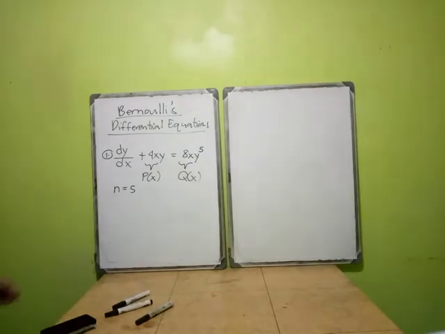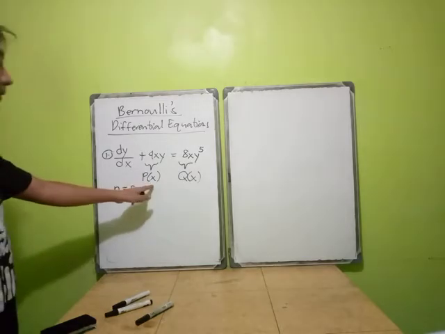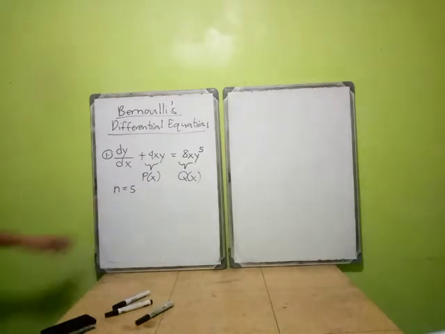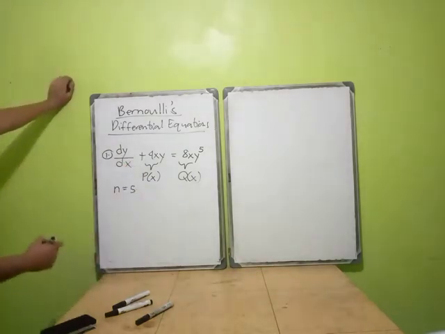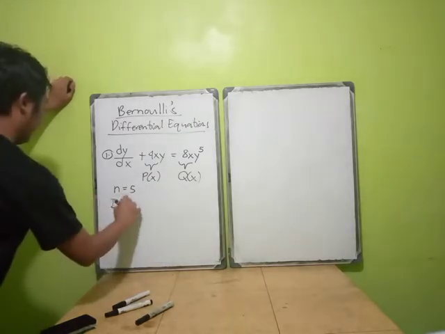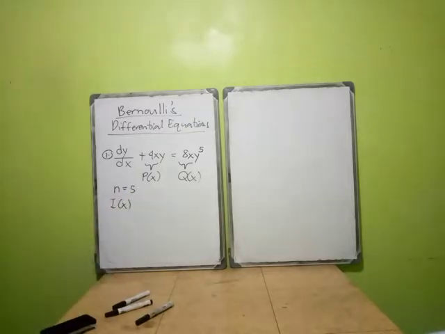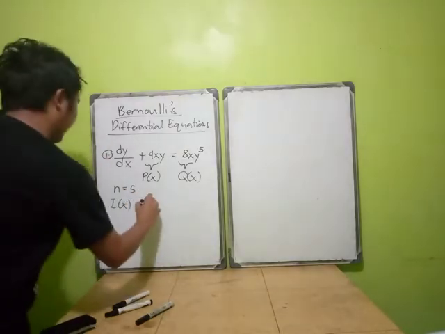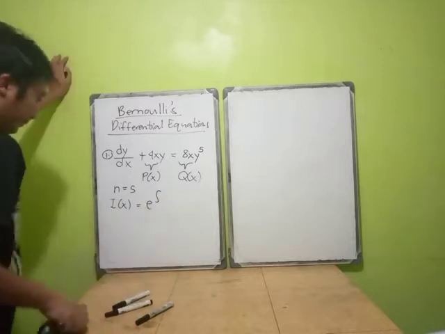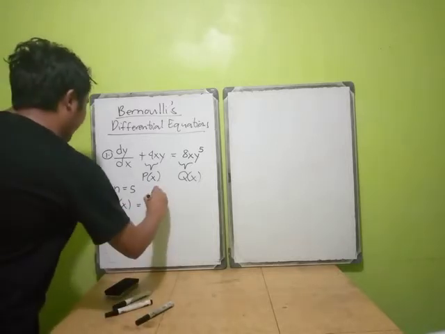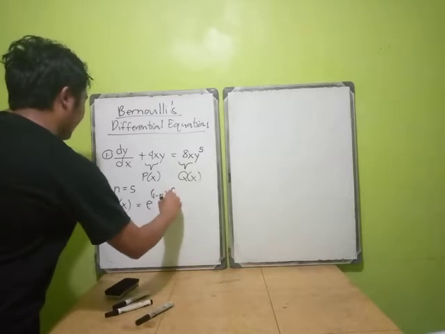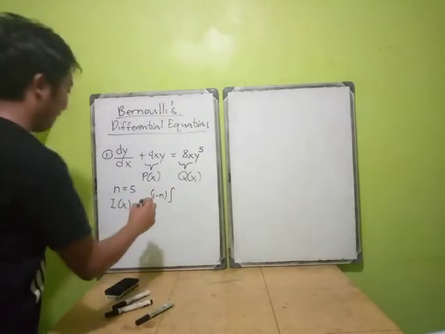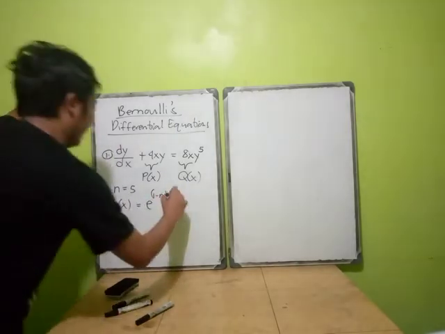Tatlo na yung hahanapin, i-identify mo muna bago ka makasolve: yung P of X, Q of X, at saka yung n. Okay. So here, maybe let's proceed with our solving. So we have the integrating factor I of X is equivalent to e to the power of 1 minus n integral of p of x. Ano ba yung p of x?